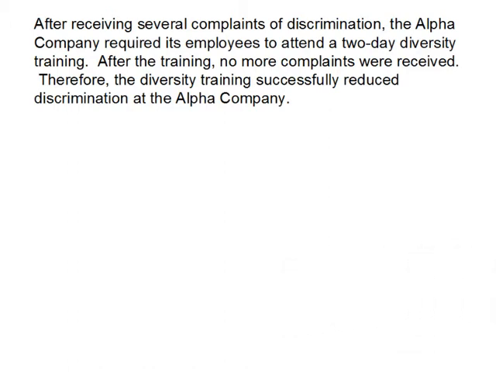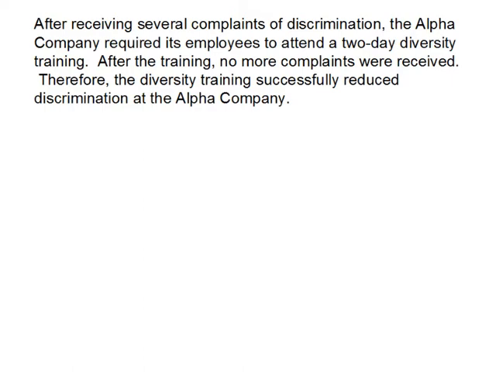Here, another very flawed argument. It has some pretty obvious gaping holes in it that we can attack. Because specifically it's a cause and effect argument. So you always want to be aware when an argument is causal, when it's saying X caused Y. And here, of course, the final sentence is the conclusion. The diversity training reduced discrimination at the company.